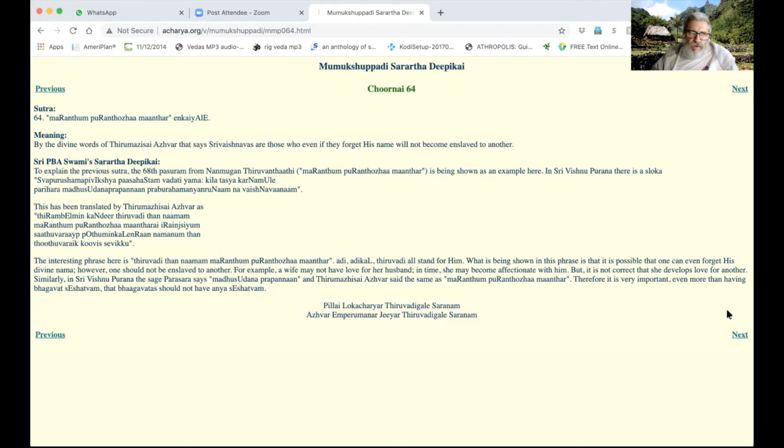Similarly, in the Vishnu Purana, the sage Parasara, who wrote the Vishnu Purana, says certain things, and therefore it's very important, even more than having Bhagavat Sheshatvam, even more than having the servitorship of the Supreme Lord, that the Bhagavatas know that they don't serve anyone else. When we say anyone else, we mean other samsaris, people who are in samsara. That doesn't include, as we said, serving Mahalakshmi. It doesn't include serving the Guru or serving the Vaishnavas who are also considered to be associates of the Lord, or in the same vein as the Lord. They're all working towards the same service of the Lord.